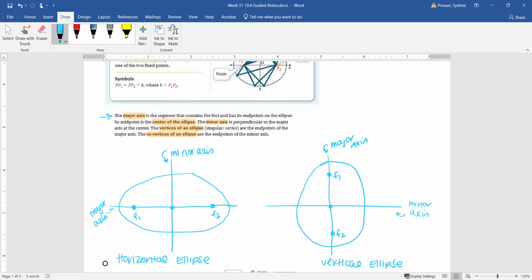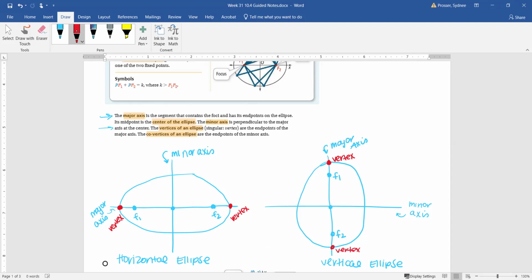So we can see our next highlighted part, it says the vertices of an ellipse are on the major axis. And so let's get a different color here. We've got a vertex here and a vertex here. Same thing with our vertical ellipse. I've got a vertex here and a vertex here.